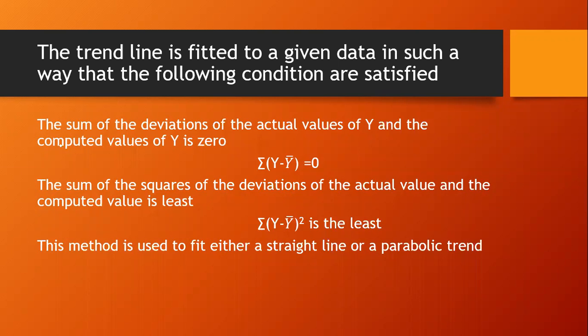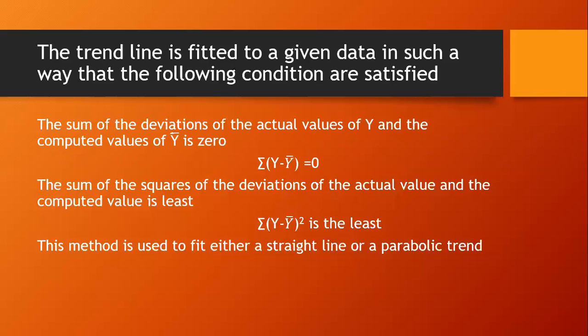When you draw a trend line, it has to satisfy the following conditions. The first one is that the sum of the deviations of the actual value of y and the computed value of y is 0. They will give you the variables, and whatever you compute, y dash, which is nothing but the computed value, the sum of the deviations should be 0. The second one is that when you square the deviations, you should get the least value. But this we basically do not use. These are the two conditions for the least square method.